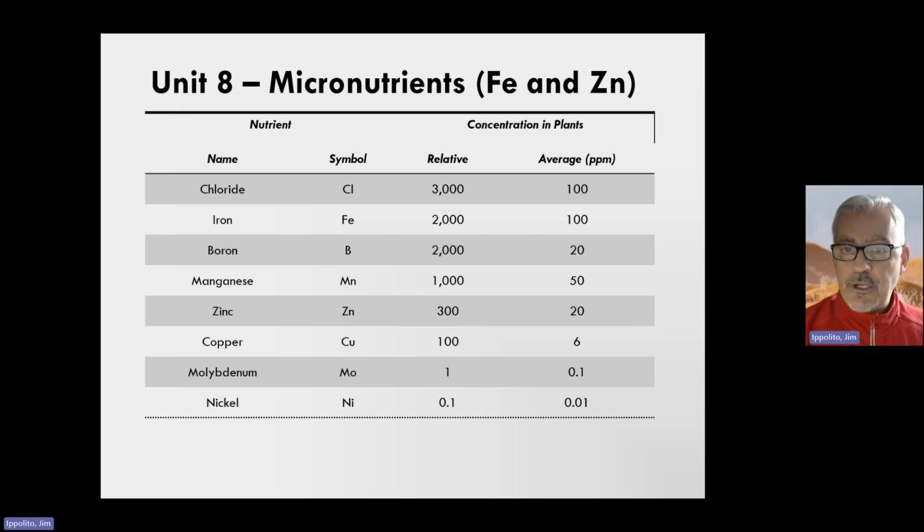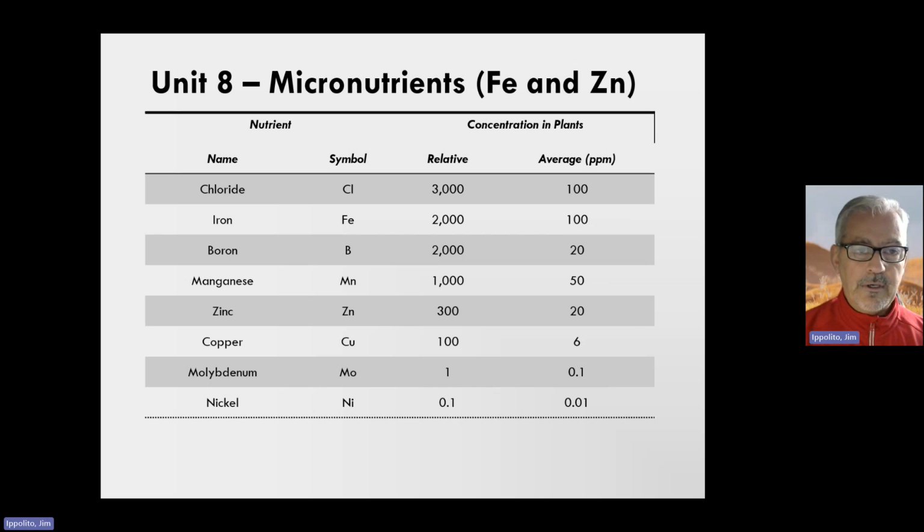And the average concentrations within plants are relatively low. For example, for iron or zinc, the average concentrations in our plants run about 100 or 20 parts per million respectively. And those values are really, really low.